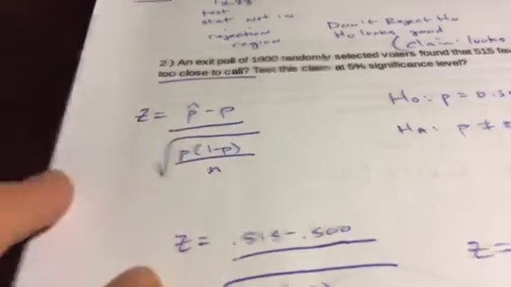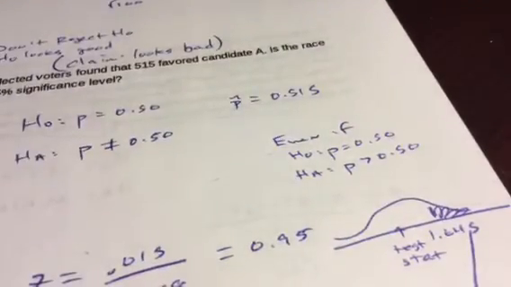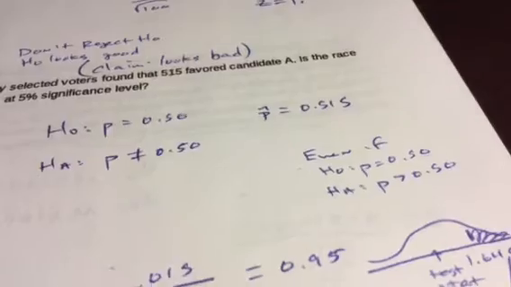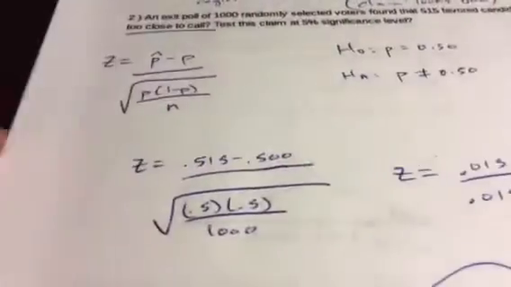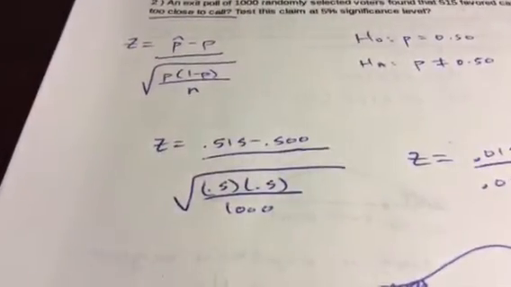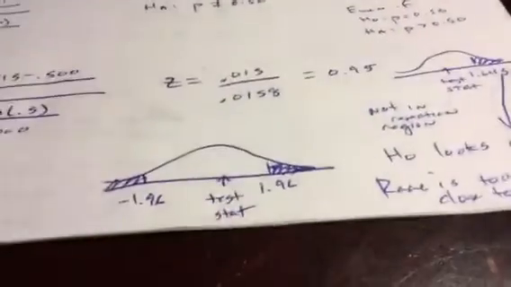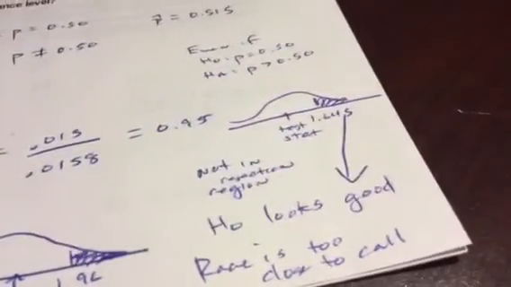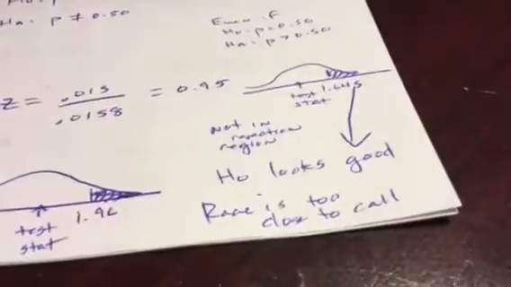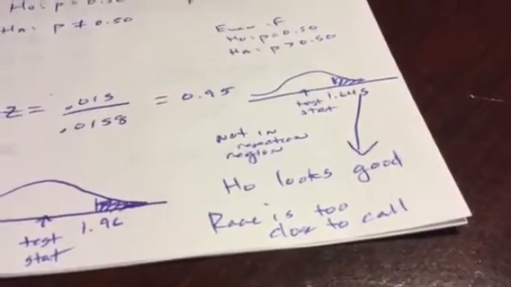P hat is the sample proportion, which is simply 515 over 1,000. That's 0.515. Then you subtract the proposed tie, is it too close to call, 50-50. You get a z-score of 0.95, which is solidly in the region of not rejection. You're not rejecting H0, so H0 looks good. That means the race is too close to call. It's looking 50-50. All right, folks, let's take a look here at number 4.